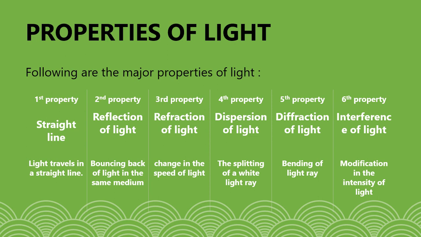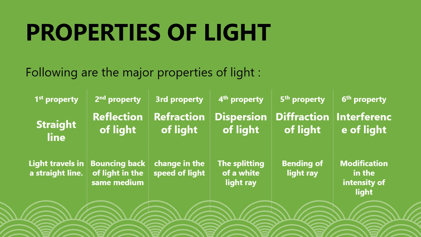The next property is diffraction of light. Diffraction is nothing but the bending of light ray. And the last one is interference of light. Interference is nothing but the modification in the intensity of light. Here, the intensity may increase or decrease.